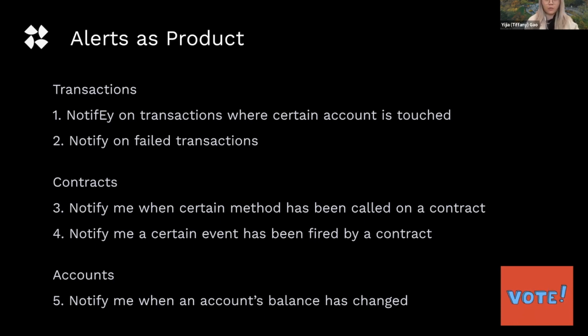The second portion will be around contracts. We have identified two major areas. One is notify me when a certain method has been called. There are a lot of methods in your contract, so instead of only looking at transactions, you can go one layer deeper into understanding what exactly has been acted on, and plan your actions around it. Or notify me when a certain event has been fired by a contract.